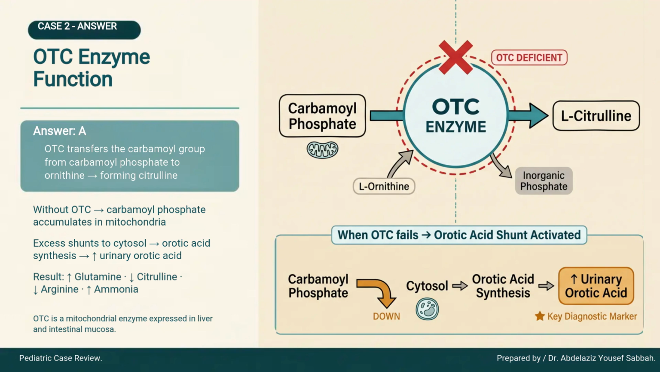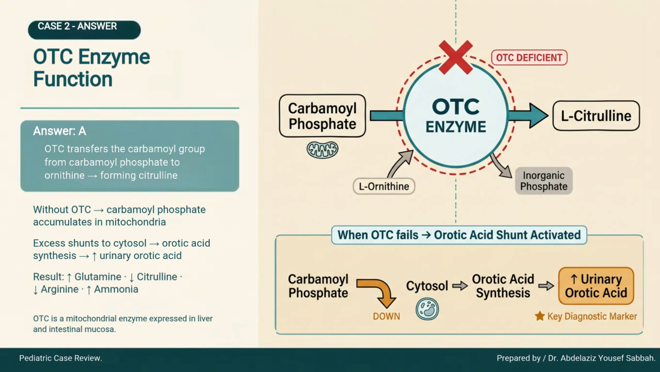OTC transfers the carbamoyl group from carbamoyl phosphate onto ornithine, forming citrulline. When OTC is missing, carbamoyl phosphate piles up in the mitochondria, spills into the cytosol, and is diverted into pyrimidine synthesis, which is why urinary orotic acid rises and becomes the key diagnostic marker.